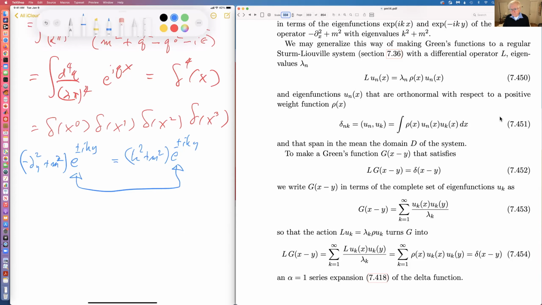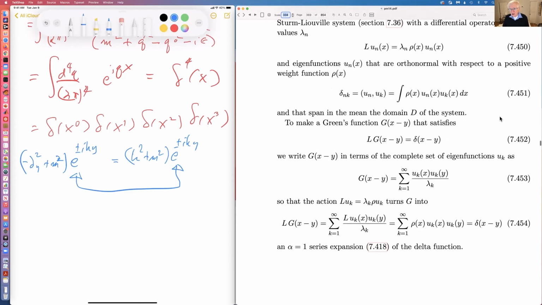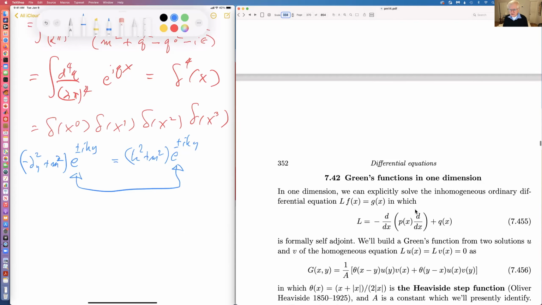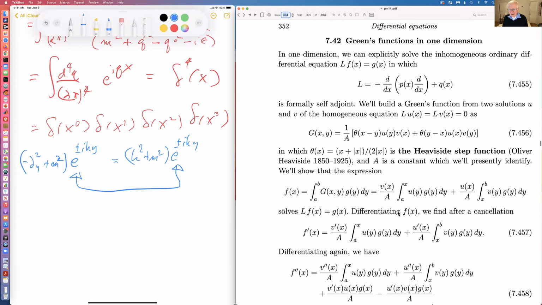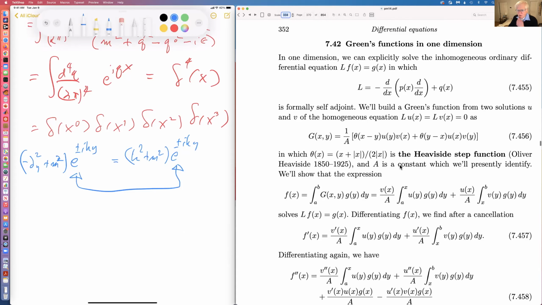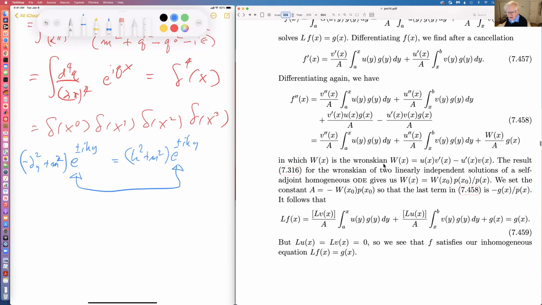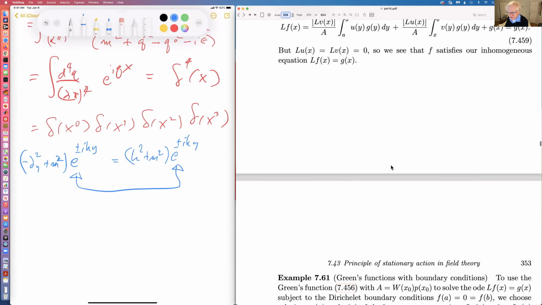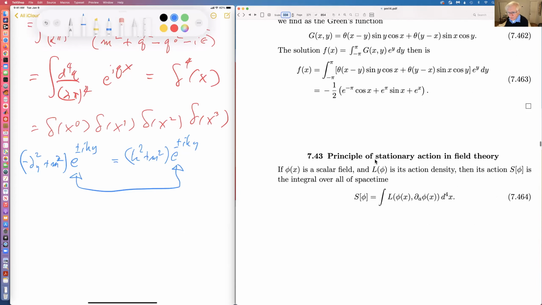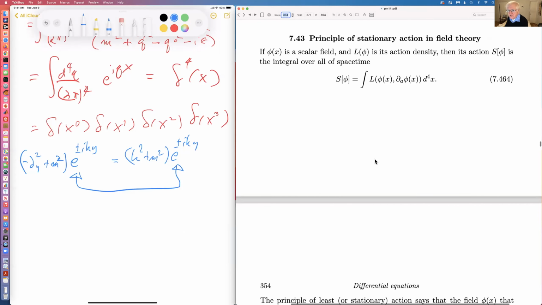And so that shows you one way of writing Green's functions. This is just sort of repeating that. This section here, I'm going to skip it. If you guys want to read it, feel free to read it. I think it was just a little too much trouble.